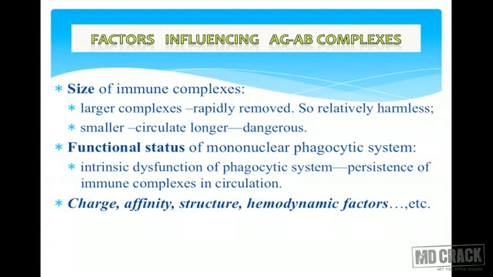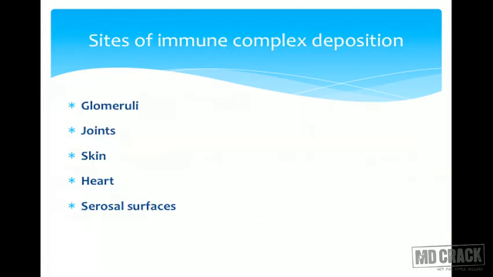A variety of other factors that also influence the antigen antibody complexes are the charge of the immune complex, the affinity, and the structure. A variety of hemodynamic factors will influence the removal of these antigen antibody complexes from the vessel wall. So which vessels? The vessels of the glomeruli are the ones which commonly get affected. The word glomeruli means a tuft of capillaries. So kidneys are the ones which commonly get affected with these immune complex disorders, because the kidney is the main filtering organ.